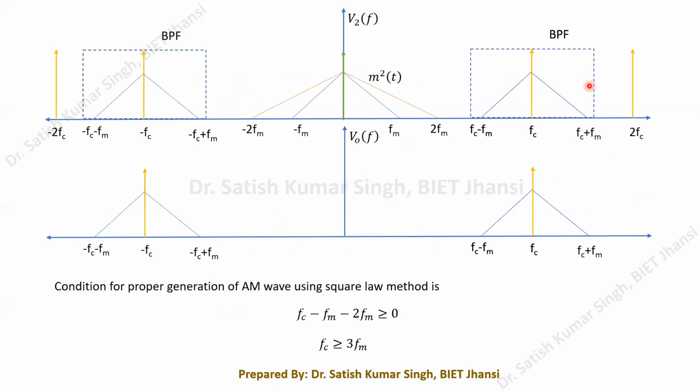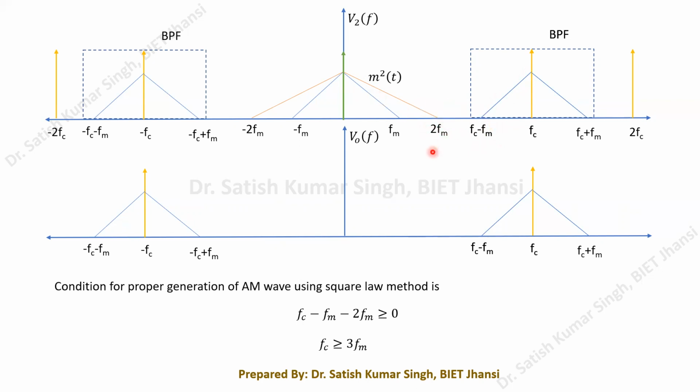After this, one more constraint that we have to look at is that because we are choosing a bandpass filter to select a certain portion of this particular frequency spectrum to get the conventional AM signal, we have to make sure that there is no overlapping between the spectrum of m square t and the spectrum of this conventional AM. Here we can see that the lowest portion of this particular component is coming at fc minus fm, and here its maximum value is coming at 2 fm.